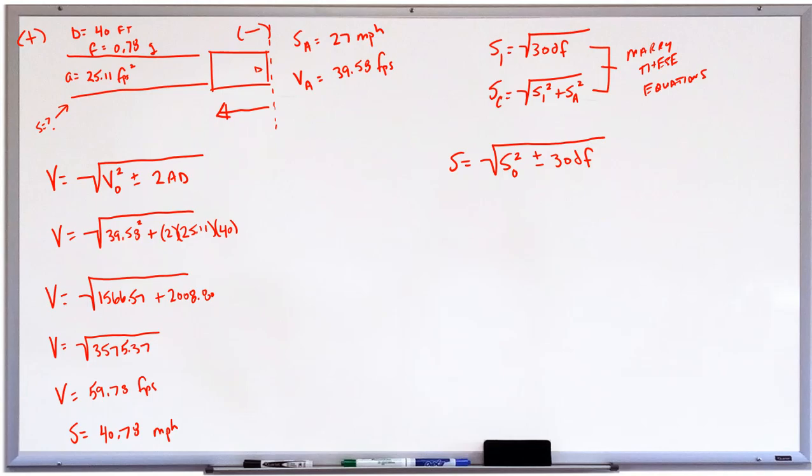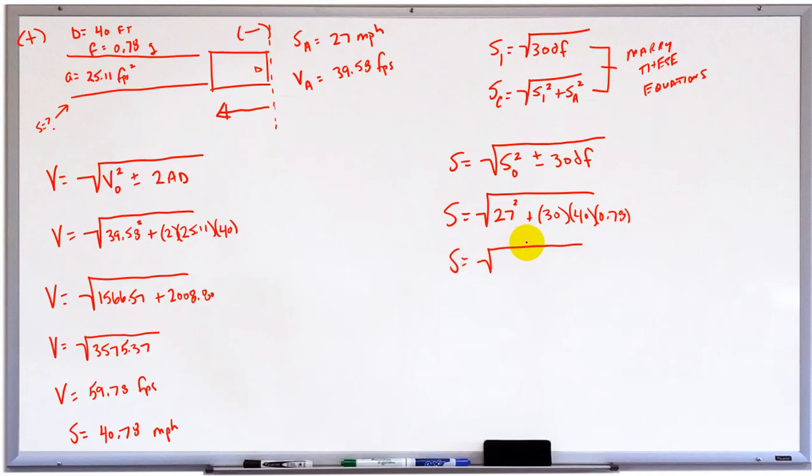And also you notice that I don't have to calculate an A value for this. I'm just going to be using the drag factor of the roadway or the acceleration factor of the vehicle, if it was speeding up. So I'm going to say speed is equal to 27 squared plus 30 times 40 feet times 0.78.